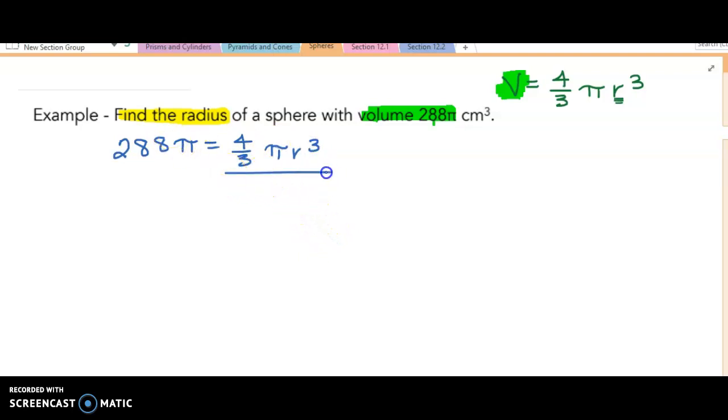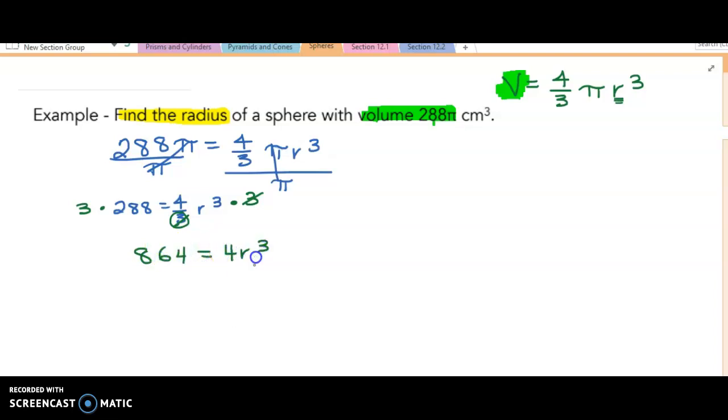Well, most of you want to get rid of the pi first. So those just go away. So we have 288 equals 4/3 times r cubed. Well now let's deal with the fraction. Anytime we have a fraction, we want to multiply by the denominator. That and that'll go away. So 288 times 3 is 864 equals 4r cubed. Divide both sides by 4. I get 216 equals r cubed.